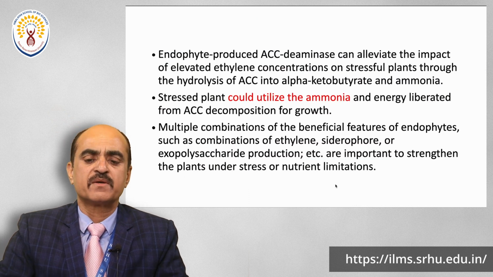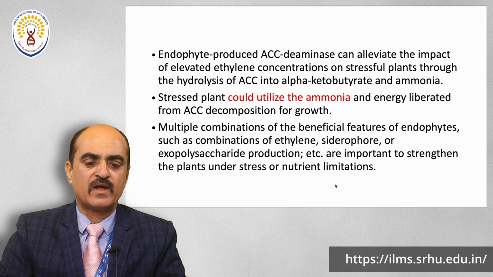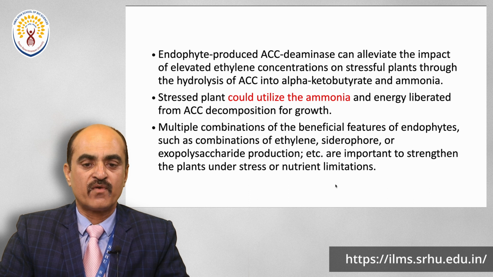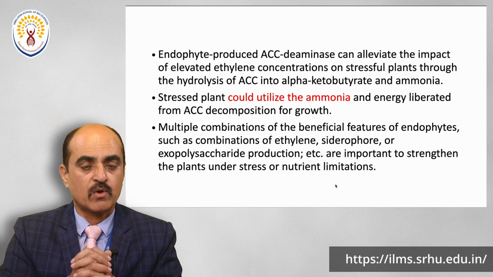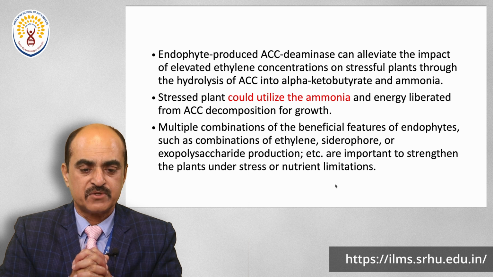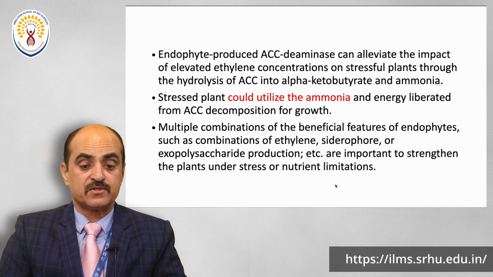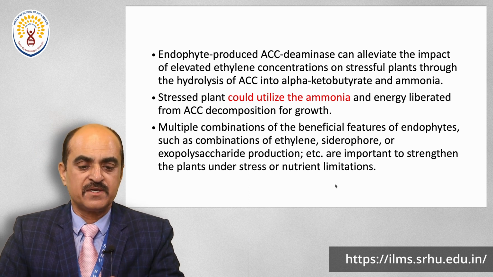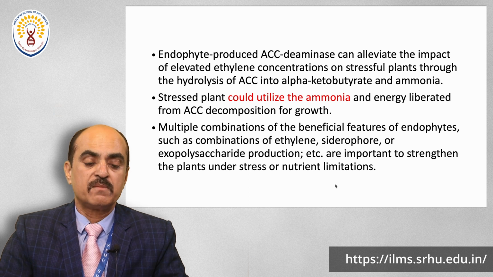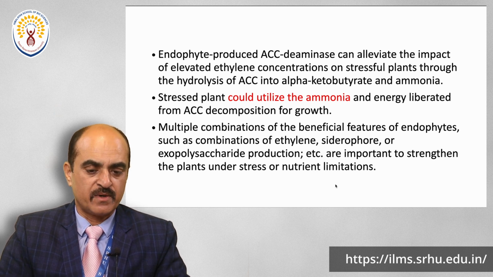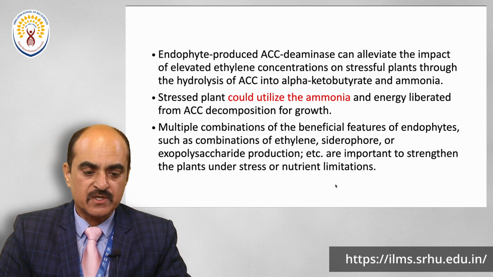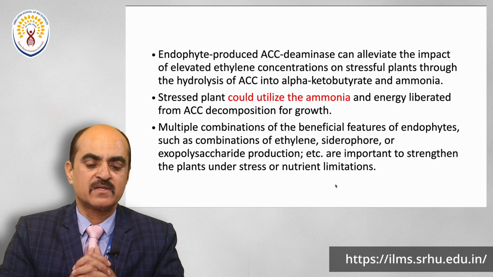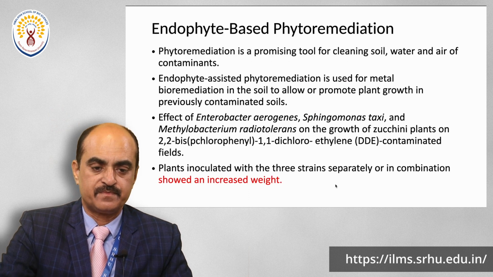So, endophytes produce ACC deaminase, they can alleviate the impact of elevated ethylene concentrations on stressful plants through the hydrolysis of ACC into alpha ketobutyrate and ammonia. So, ACC has been broken down into ammonia and alpha ketobutyrate. So, the stressed plant can utilize ammonia as a source of nitrogen and the energy liberated from ACC decomposition for growth. So, the multiple combinations of beneficial features of endophytes such as ethylene, siderophore excretion, exopolysaccharide production, they are important aspects to strengthen the plants under stress or nutrient limitations.